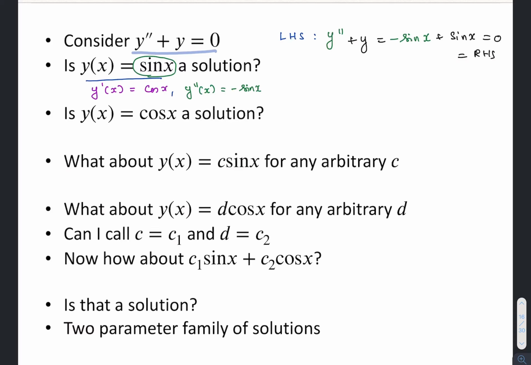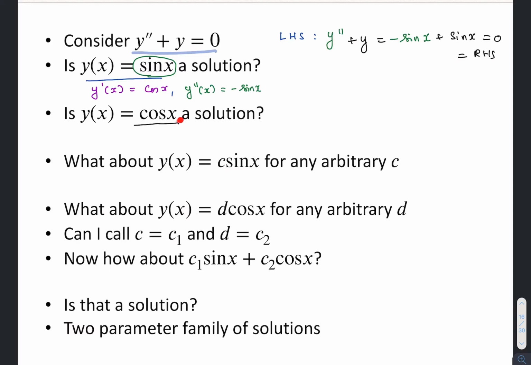Again, you can verify that cosine x is also a solution. Since y is equal to sine x is a solution, in this case, a constant multiple, right? Any constant multiple of sine x would also be a solution. You can verify that. And so now we have a one parameter family of solutions.